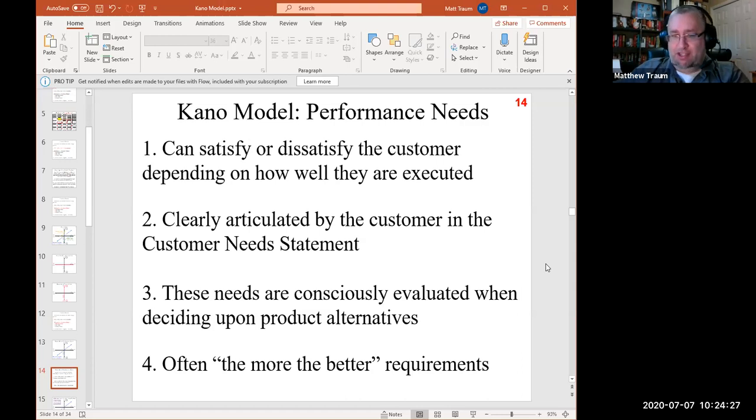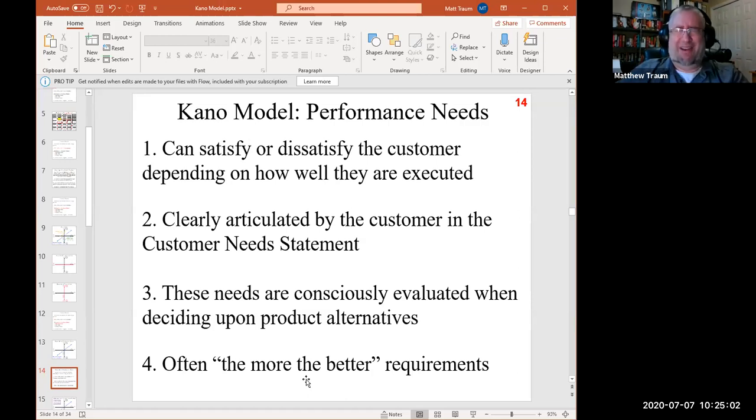Well, this can is cheaper. Can A is cheaper than can B. Can A is larger than can B. And so I'm going to buy can A because it's both less expensive and larger in volume, right? So it's those sort of conscious decisions that you make when deciding between product alternatives that are usually represented in the performance needs. And then often, the more of these, the better, right?